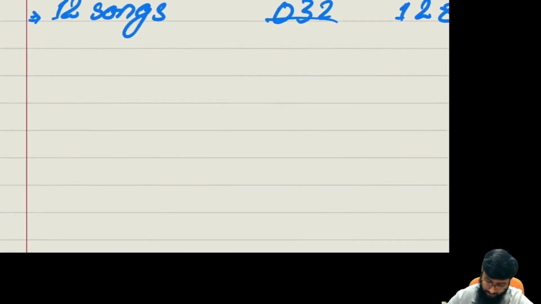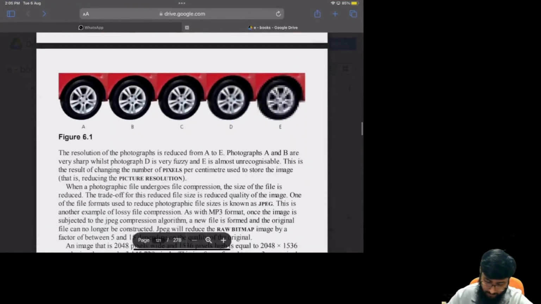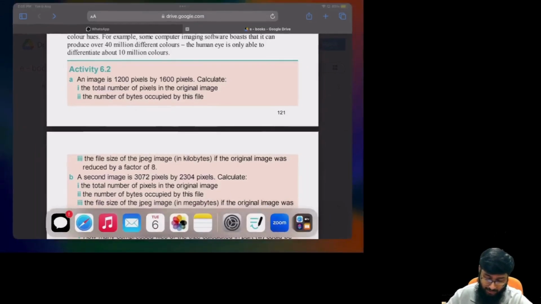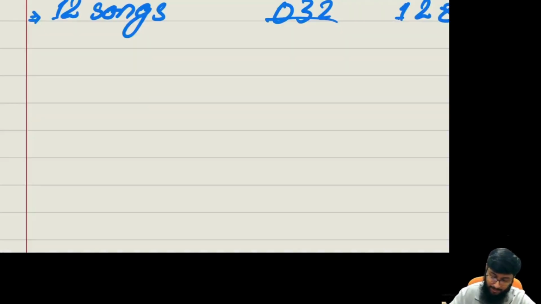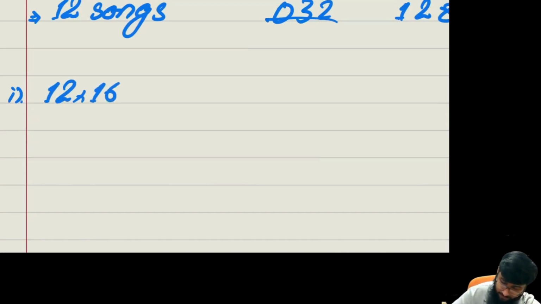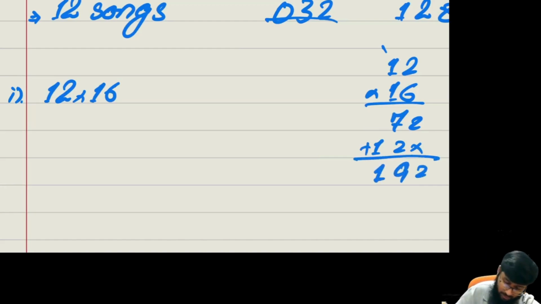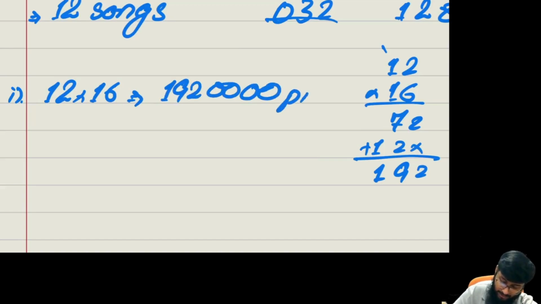Now coming to the next question, that's regarding image formats. They are saying an image is 1200 pixels by 1600 pixels. Calculate, in the first part, the total number of pixels in the original image. So we need to take out the total number, that means the resolution. So what we can do is 12 into 16. 12 multiplied by 16, 6 2s are 12, 2 and 1 carry, 6 1s are 6 and 1, 7, 2 and 1, so it will be 192. So you will be getting 192 and then 4 zeros, 2 for the 1200 and 2 for the 1600. Now this is the number of pixels that you are getting over here.